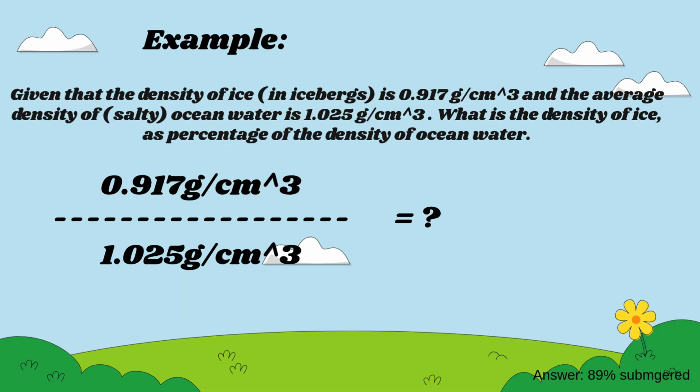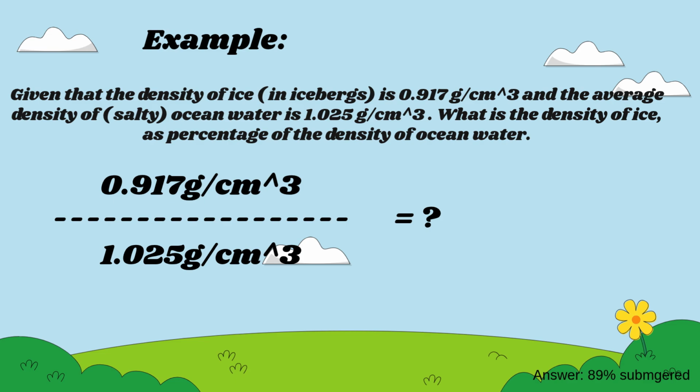Now, for an example: given that the density of ice in an iceberg is 0.917 grams per centimeter cubed and the average density of salty ocean water is 1.25 grams per centimeter cubed, what is the density of ice as a percentage of the density of ocean water? So right here it's asking for the percentage of the density of ocean water.